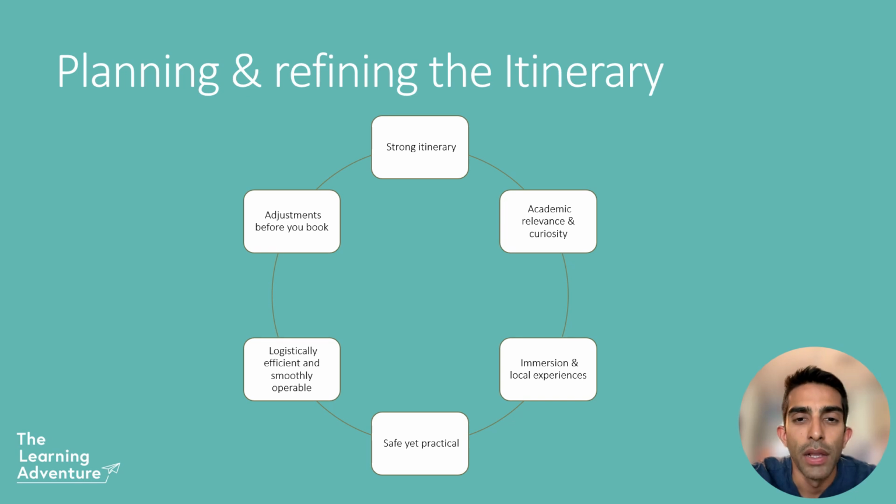In this planning and refining the itinerary stage, we talk about different components. An itinerary should be packed, so it should be a strong itinerary, but it should not be too packed because there will be times when the kids could feel lethargic, tired, or exhausted from a lot of walking, a lot of sun exposure, or just a lot of activities that overstimulate them. It should be academically relevant and arouse curiosity, but it should not be too academically focused, because that can also be challenging in terms of information absorption.